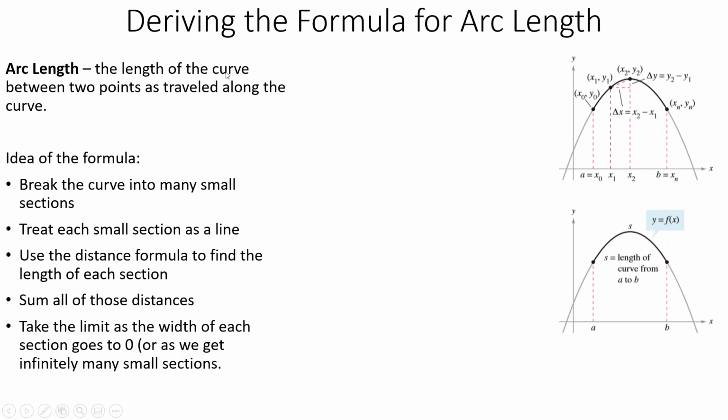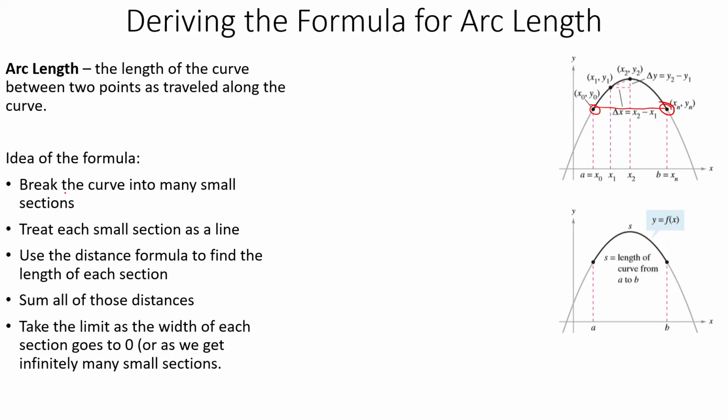Arc length is the length of a curve between two points as traveled along the curve. Like if we're going to get from this point right over here to the point over on the other side of the curve over here. If going there along the curve, we've got to use a different formula than if we were to just go straight between them, where we would just use the distance formula.